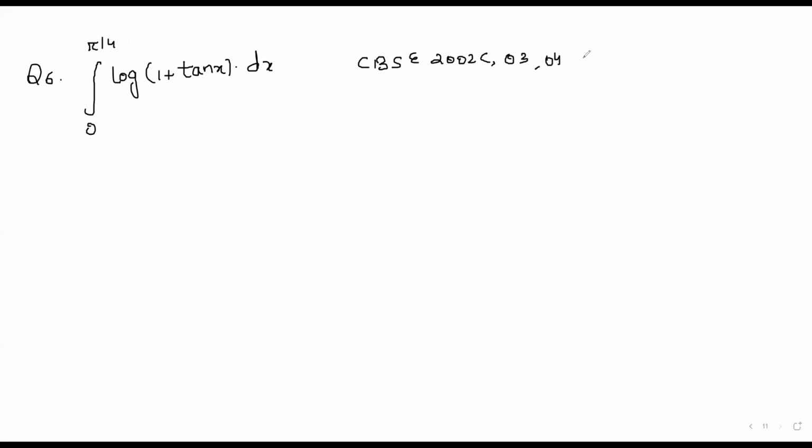Now, next one. Question number 6. Please try this. Integral 0 to pi by 4 log of 1 plus tan x dx. This question is there in NCERT. This question came in 2002 compartment, then 2003, then 2004, then 2011, then 2013. So you can say this is a very, very important question, and it is also there in NCERT. So please complete it and let me know once it is done.